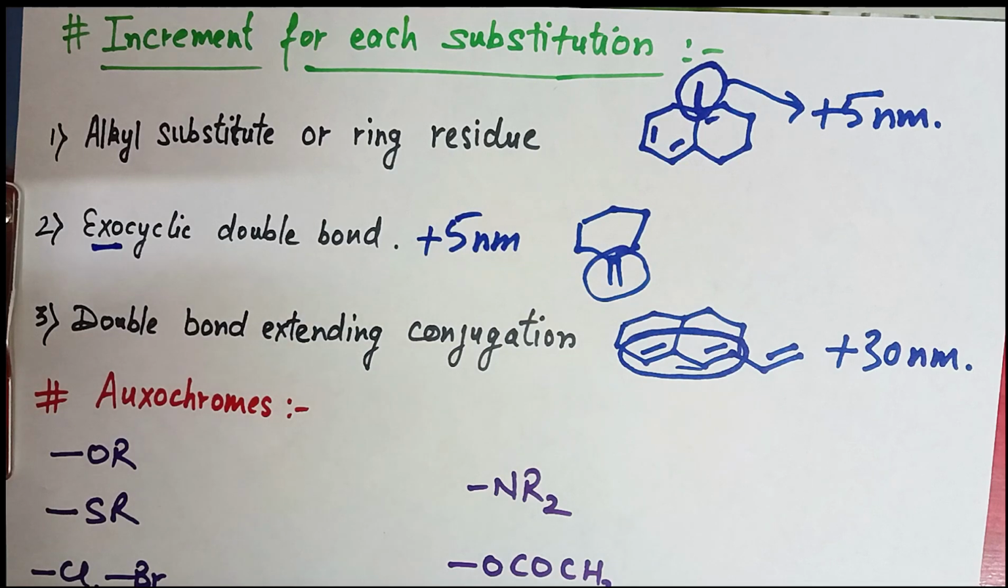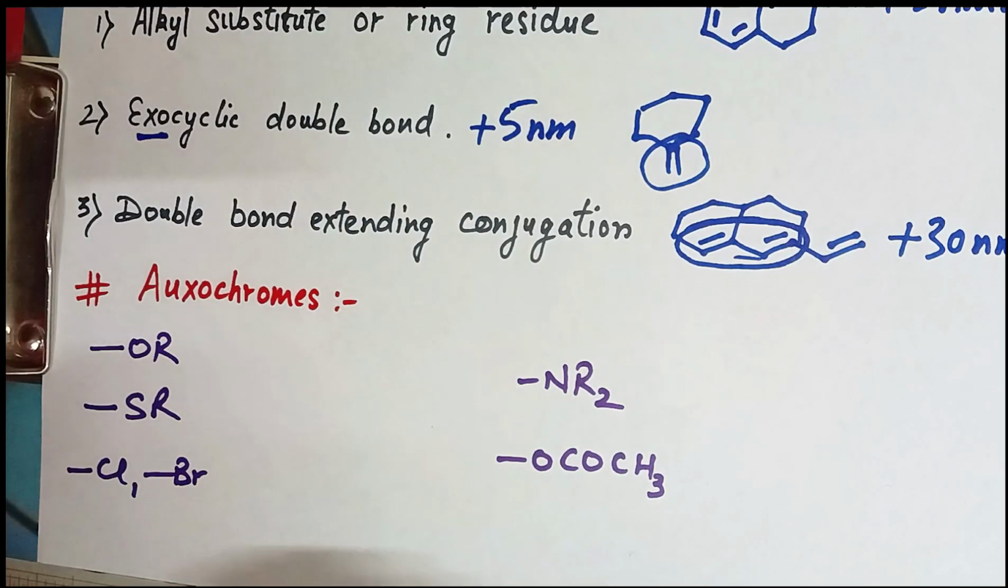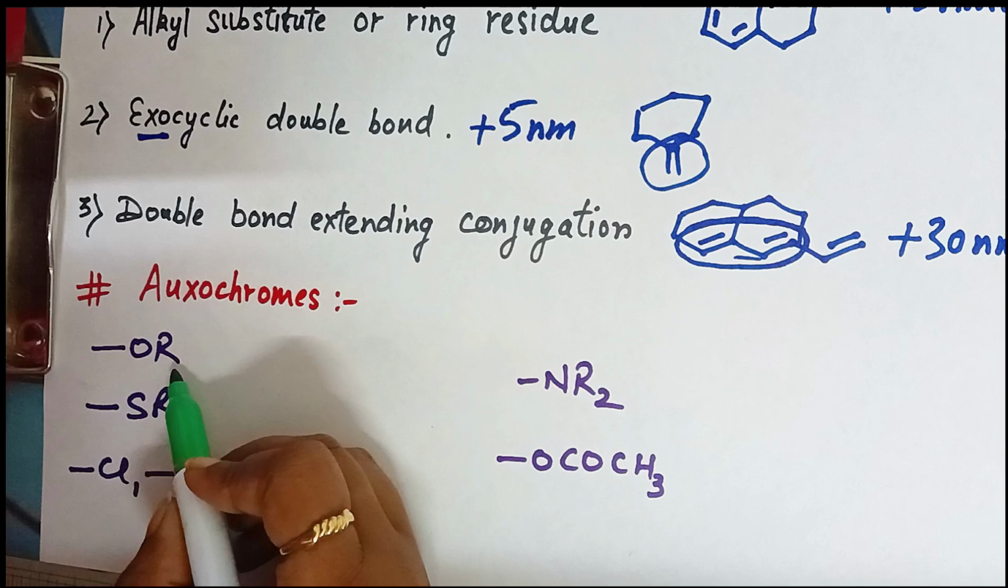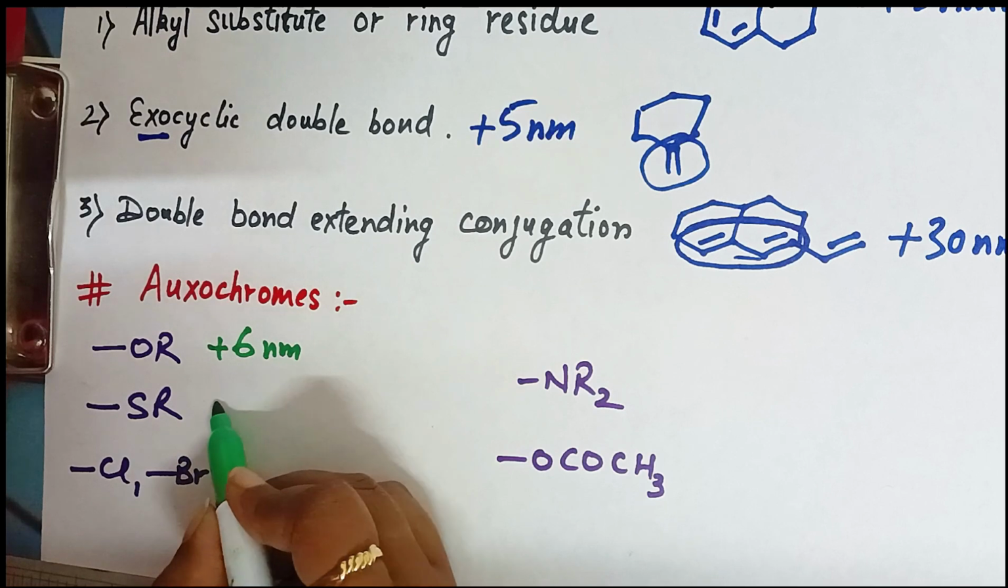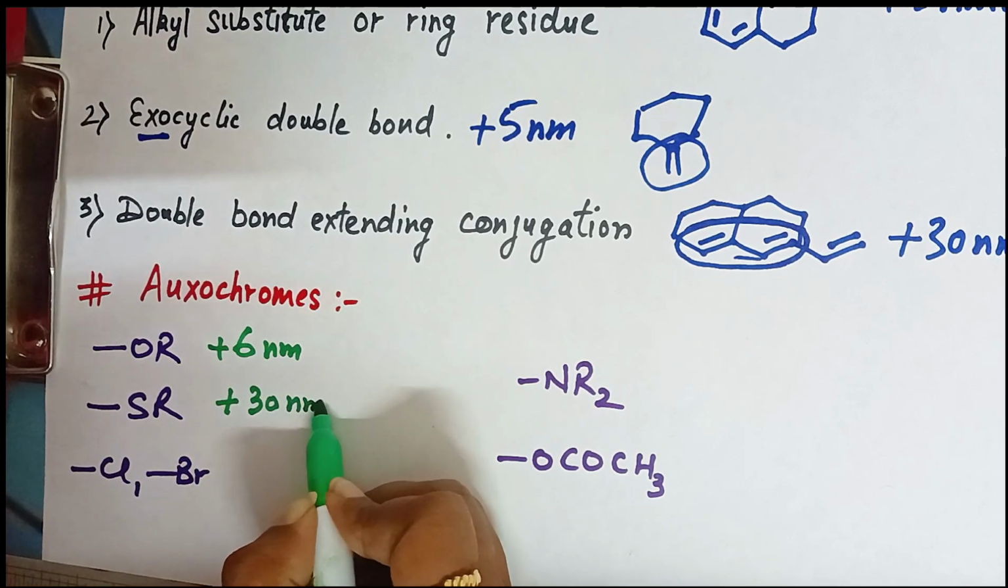First we will look for the base value using those 4 rules, yes, 4 rules, and then we will look for the increment for each substitution with these 3 rules. Next will be the auxochromes. So now we will look for each of these groups present inside the molecule, or you can say along with the molecule. First we find the base value, then the increment for each substitution, and then the auxochromes. Now if an OR group is present, then we will add 6 nanometers. If an SR group is present, we will add 30 nanometers.